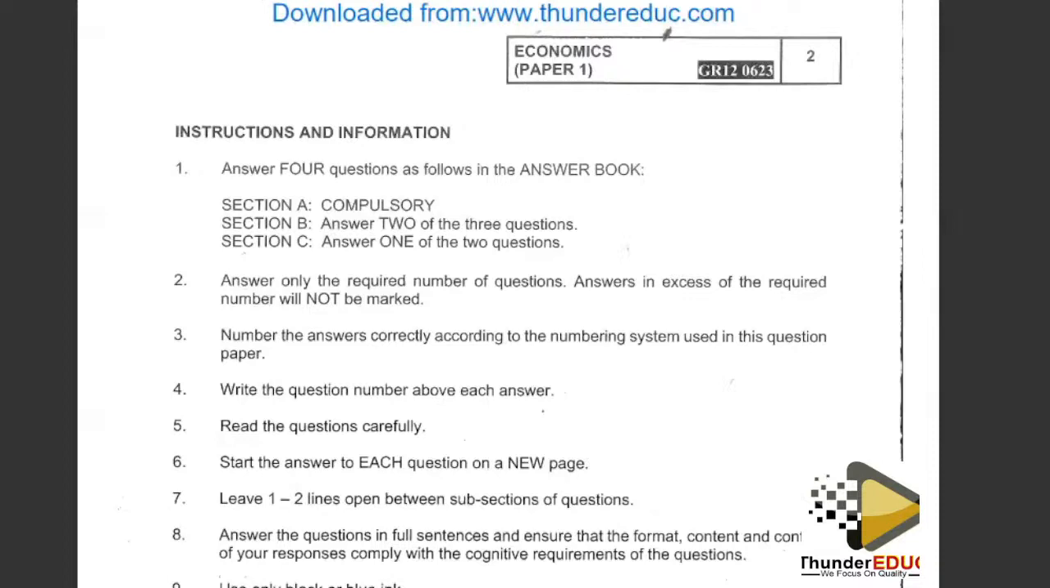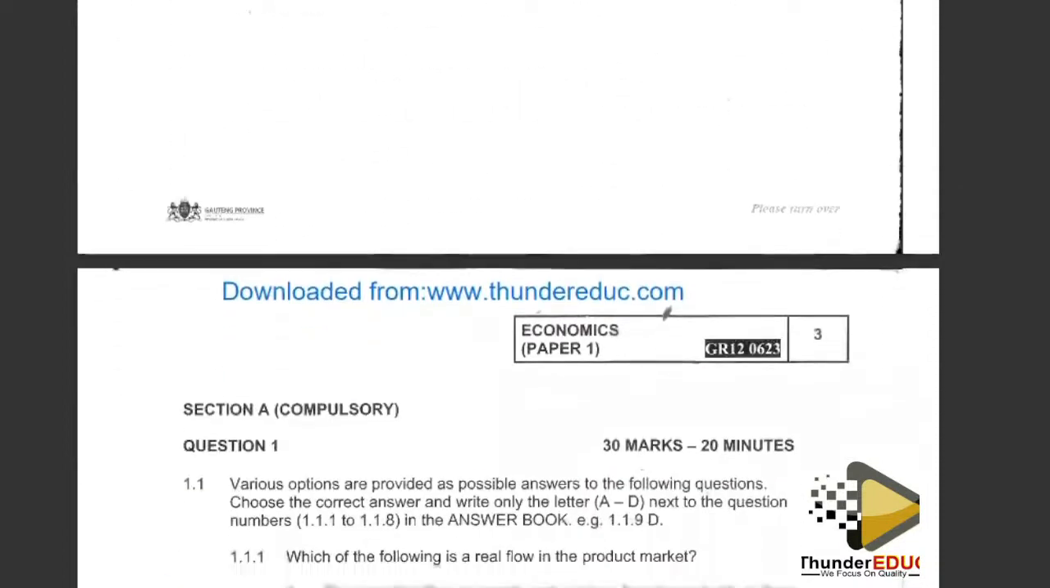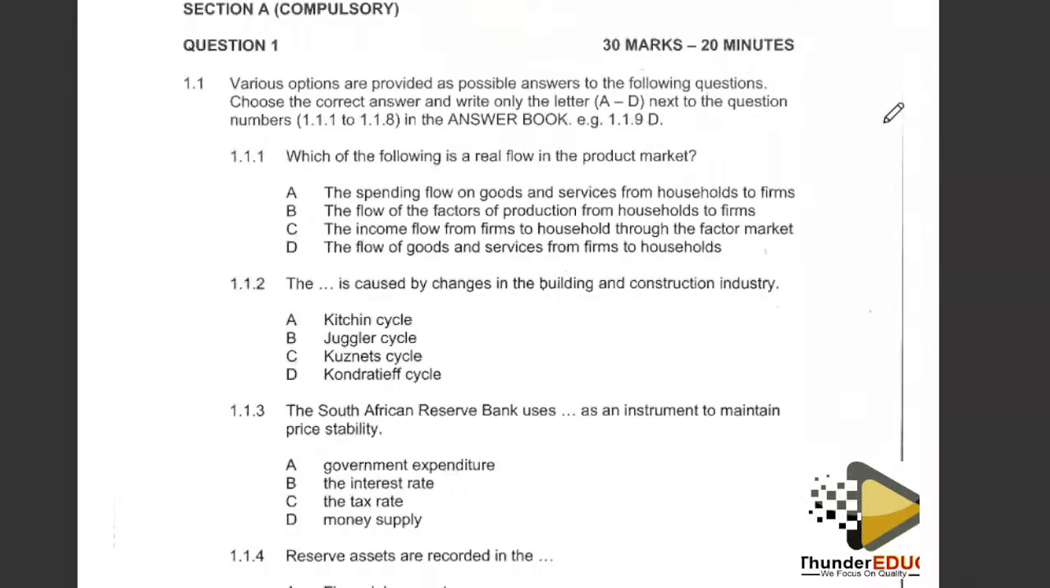Okay, right. So now let's check question one. Question one under section A. We have 30 marks, and the time allocated to complete this section is 20 minutes. Make sure that you stick to that 20 minutes when you complete this question. Because the moment you fail to go through this question within the stipulated time, it means that you are going to battle to finish the paper.